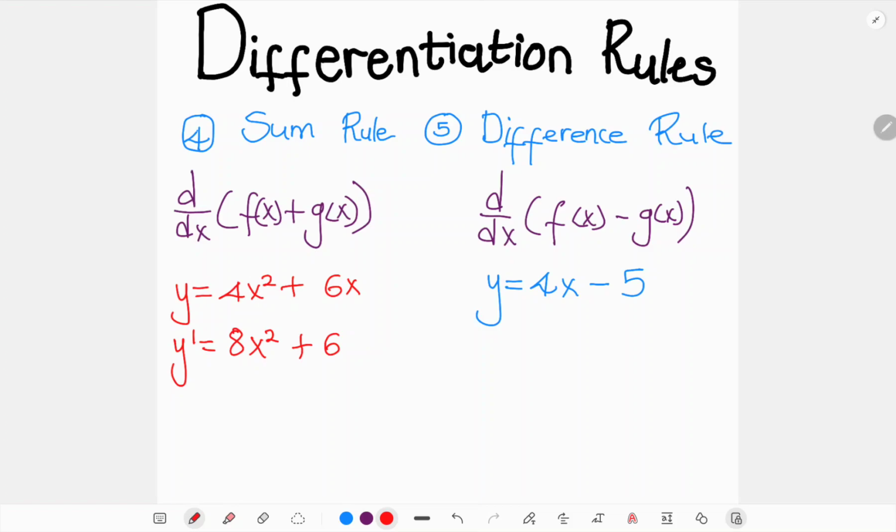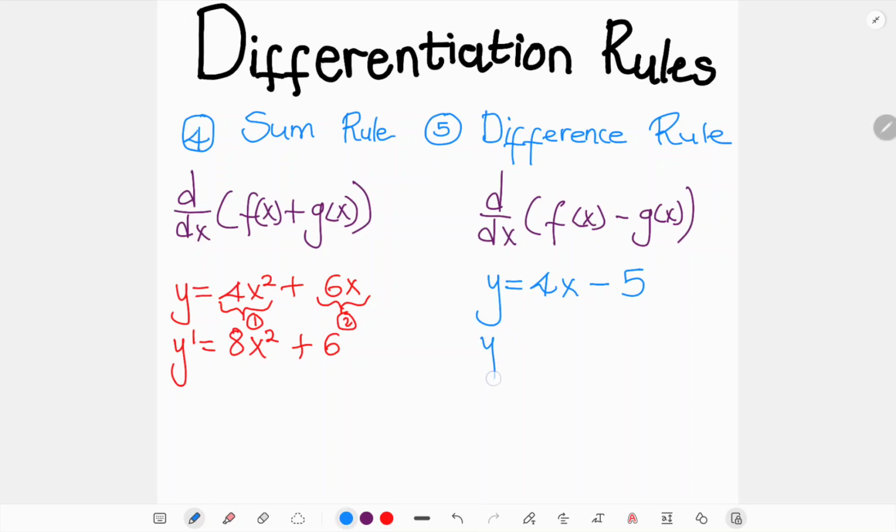So you differentiate each term. This 4x squared is term 1, and this 6x is term 2. So you differentiate each term separately. For the difference rule, you apply the same method: you differentiate each term separately.